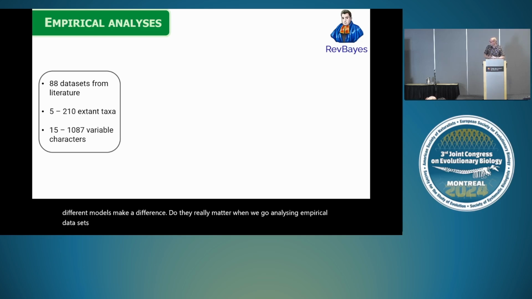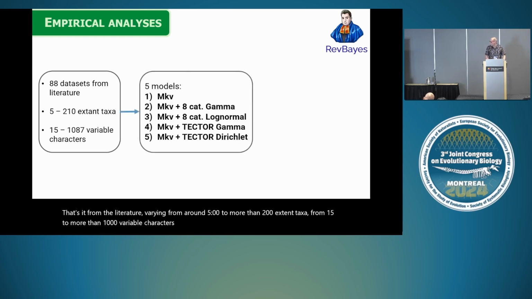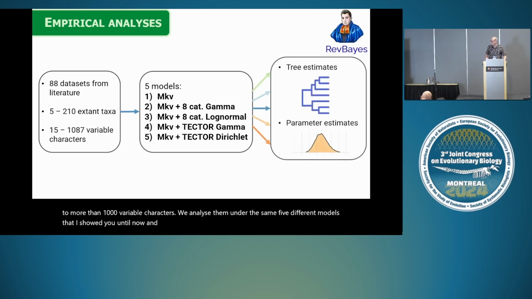So what we did, we picked 88 datasets from the literature, varying from around 5 to more than 200 extant taxa, from 15 to more than 1,000 variable characters. We analyzed them under the same 5 different models that I showed you until now. And we get some tree estimates and parameter estimates, and we can compare them, and we can see if applying different models really makes a difference for real empirical datasets.